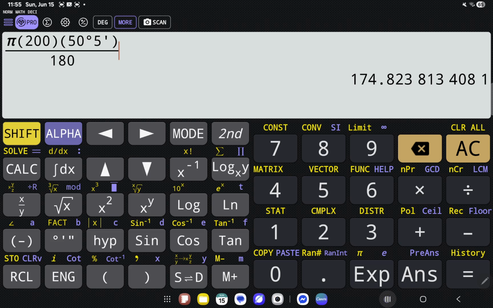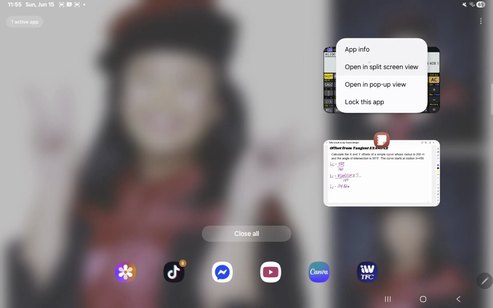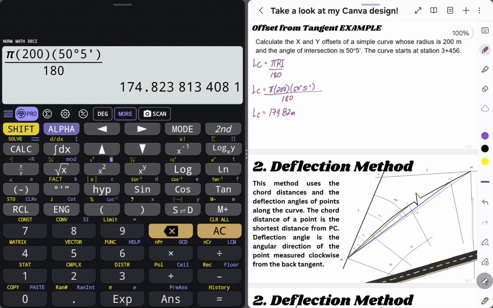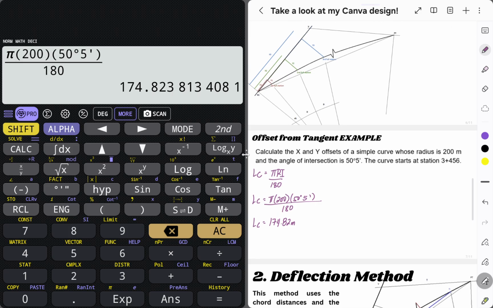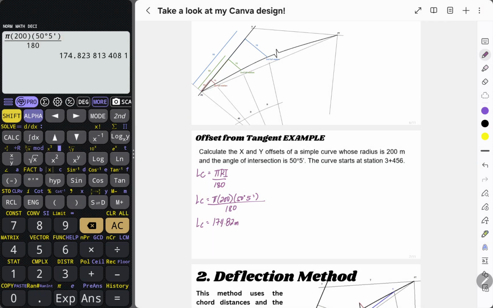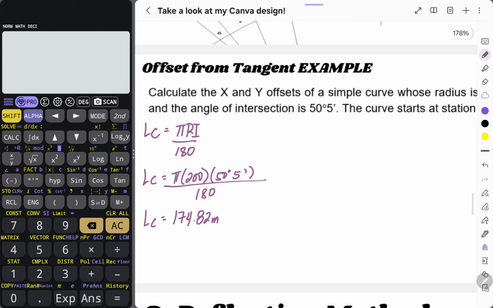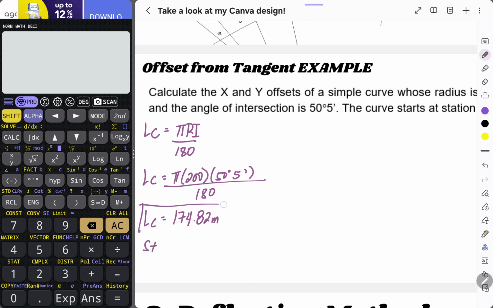So open natin si calculator natin sa tabi natin. Split view. Alright. Ayan. Litan lang natin si ating calcu. Yan, kasya na yan. Okay. So, meron daw tayong LC na 174.82. Now, solve natin naman si station PT.